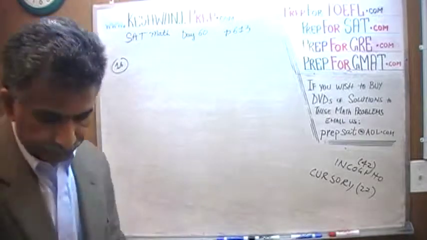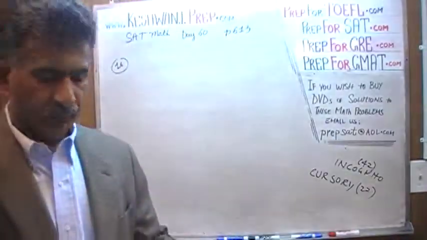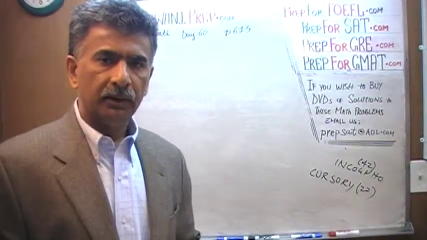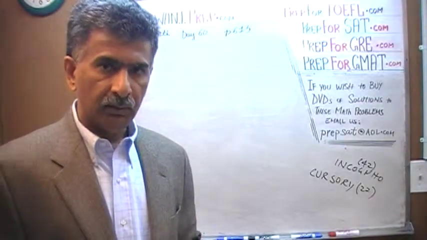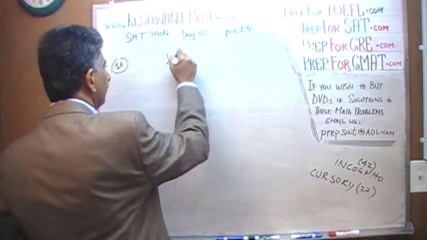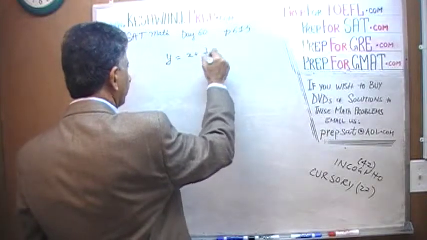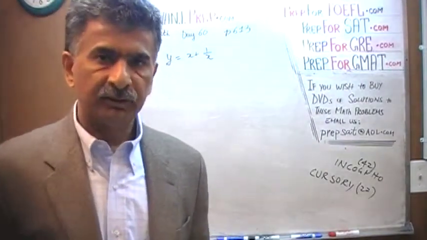Number 16. It says x is an integer greater than 1. So we have to keep that in mind. We are told that x is a whole number, it's an integer, and we are also told that it has to be more than 1. We are also told that y equals x plus 1 over x. The question simply is, which of the following must be true?